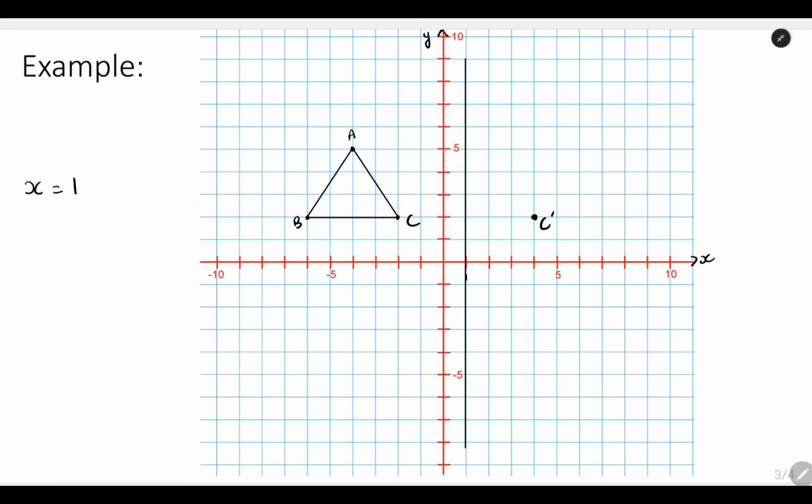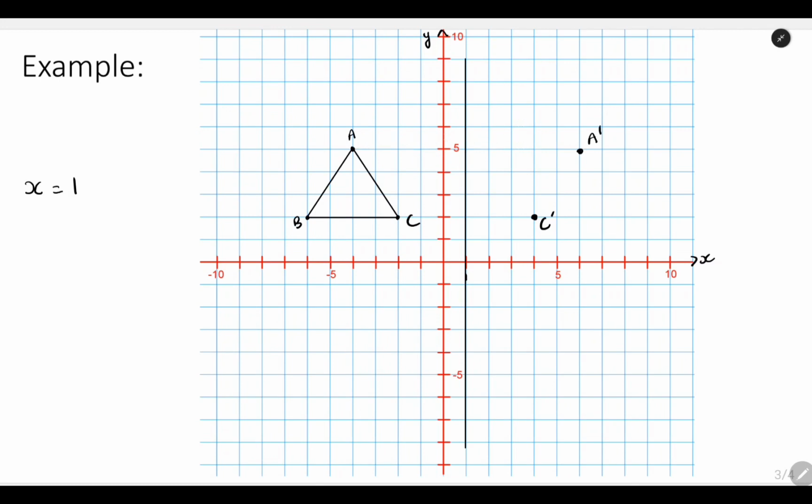And then let's look at A. How many times do we have to move A to reach the mirror line? So we jump 1, 2, 3, 4, 5, and A reaches the mirror line. So to reflect A, we have to jump out 5 times as well. So we move across 1, 2, 3, 4, 5 as well. And this will be the point A prime.